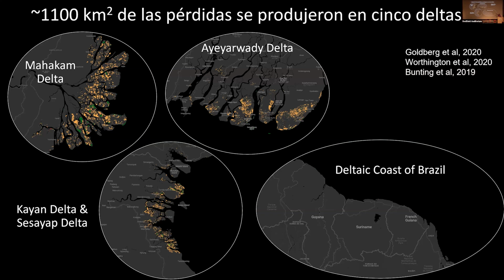You don't see too much on the deltaic coast of Brazil. We're zoomed out pretty far. A lot of the stuff that's happening here is erosional processes that were kind of talked about earlier as those mud banks move along shore.